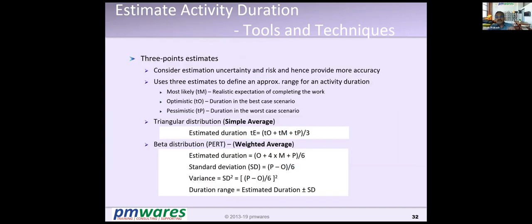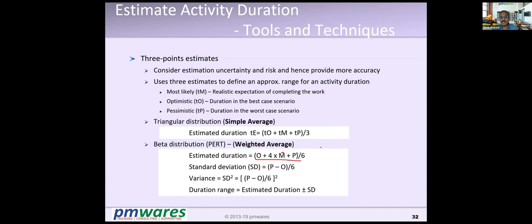Another method is called 3-point estimates. 3-point estimates are generally used when there is risk in the project, an uncertainty in the project. Something like an R&D project, where I'm not sure the outcome will be favorable or not. It may take more time. So what happens here? I do not estimate one figure. I estimate 3 figures: optimistic, most likely, and pessimistic.